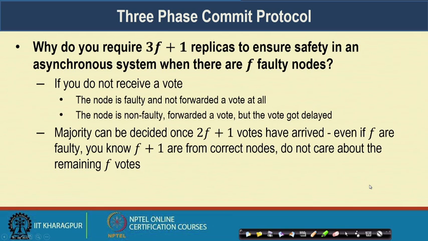And this is an asynchronous system. Because this is an asynchronous system, it may happen that you have also not received certain votes. Now, to ensure this, whenever you are not receiving a vote, it may happen that that particular node is faulty and it has not forwarded a vote at all. So, a faulty node here has the option that it will not forward any vote because it is an asynchronous system.